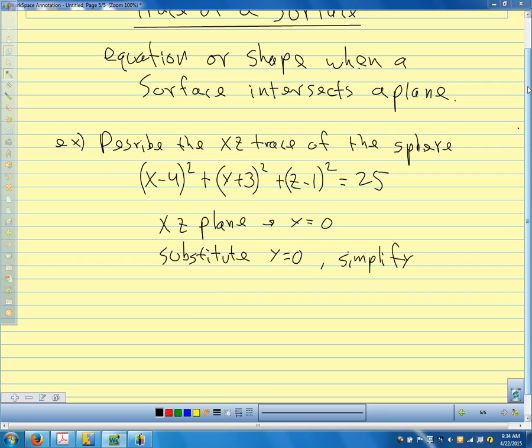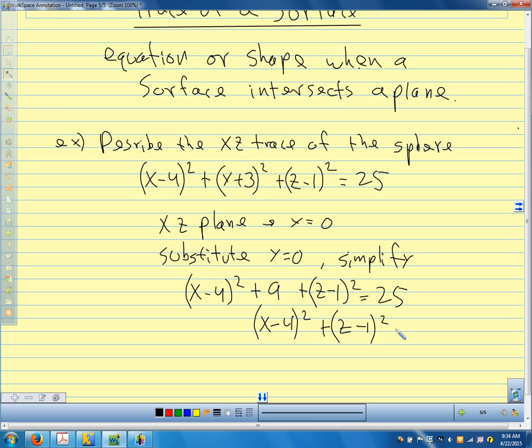So what this is asking us to do is substitute y equals 0 and simplify. So I substitute y equals 0 and I get x minus 4 squared plus 0 plus 3 squared, 9, plus z minus 1 squared equals 25. Subtract 9, so I get x minus 4 squared plus z minus 1 squared equals 16. So the xz trace of this sphere would be a circle with a center at x equals 4 and z equals 1 with radius 4. So that would be the trace of that circle in that plane.